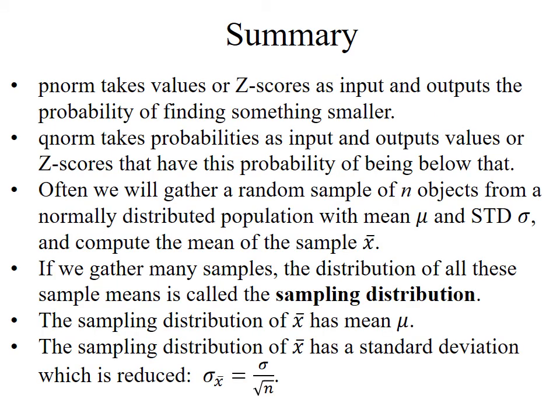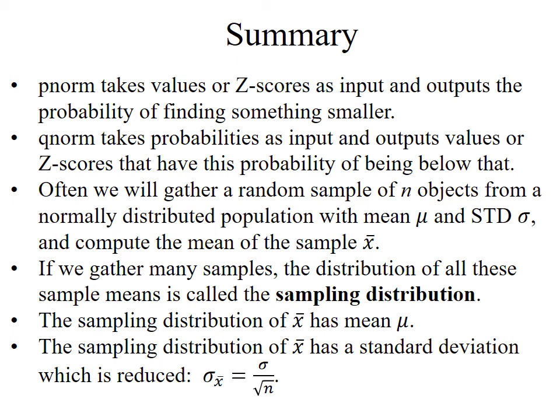So to summarize, pnorm is the R command which takes values or z-scores as input, and then it spits out the probability of finding something smaller than this. Qnorm is exactly the opposite. It takes probabilities as input and then outputs values or z-scores that have this probability of being below that.